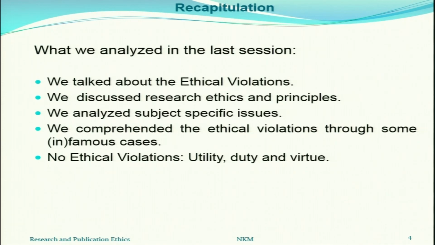We analyzed the idea of utility, the idea of the duties of researchers in research practices, and the idea of virtue. We also tried to understand the doctrine of double effect, in terms of how we can understand the intentions, the means that we use for the ends that we want to achieve with our research, and the proportionality of the results in terms of the positive and negative results. So we tried to understand these ideas in terms of the ethics of research and how we can avoid ethical violations in research.